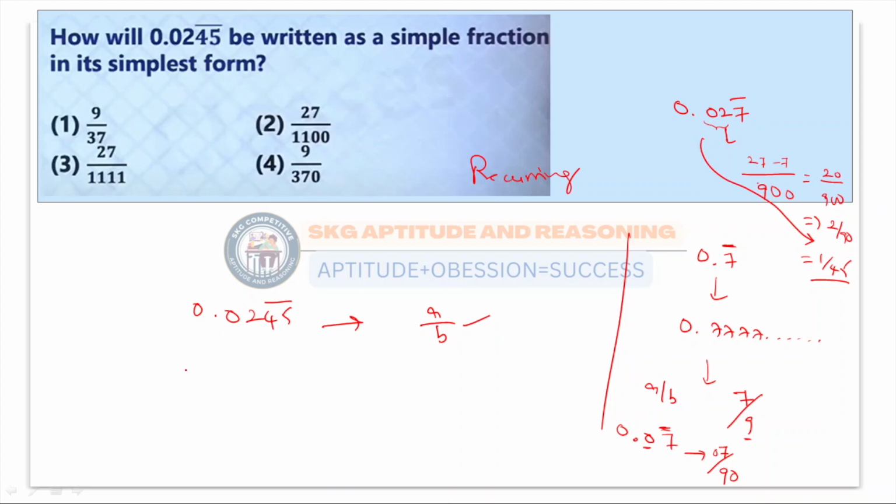Similarly, you can also start like this, 245 minus 2. Here the bar is on two values, so take two nines here, and before the bar two values are present, so take two zeros. It can be written like this. Okay.